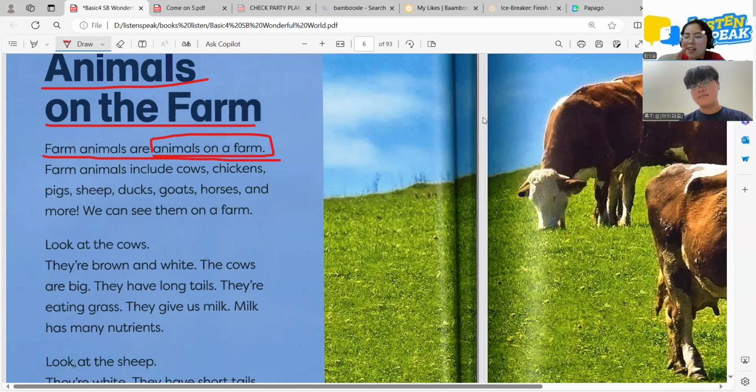Okay? So how about Jisung, what are zoo animals? So if farm animals are animals on a farm, how about zoo animals? What are zoo animals? Zoo. Okay, how about this one? Let's say farm animals are animals on a farm. So how about zoo animals? Are animals?